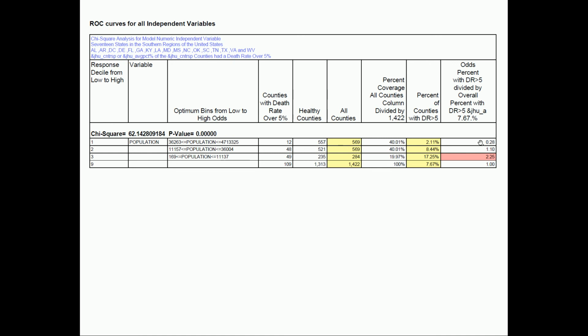Population, this is the single strongest variable in the whole analysis, and it's a good variable from the census. If your population is less than about 10,000 or 11,000, then you are 2.25 times, more than twice as likely to be in a county with a death rate over 5%. And if you're over 36,000, it's extremely low. You only have a point. It's very low.